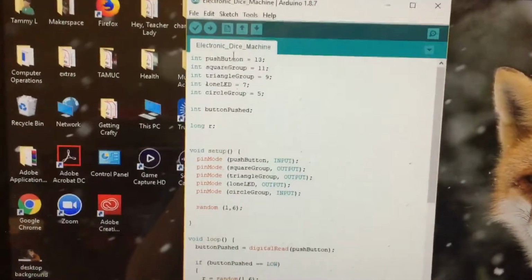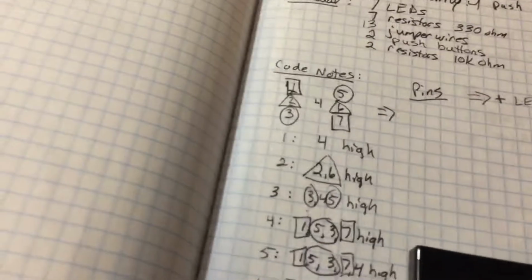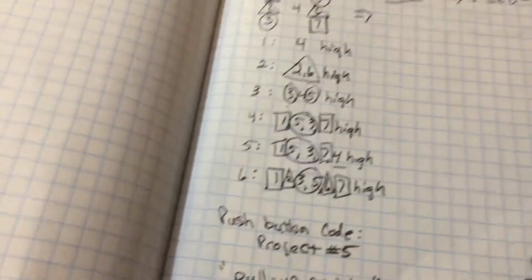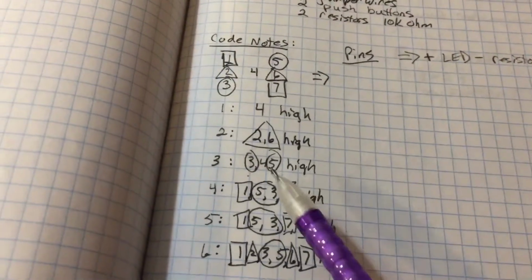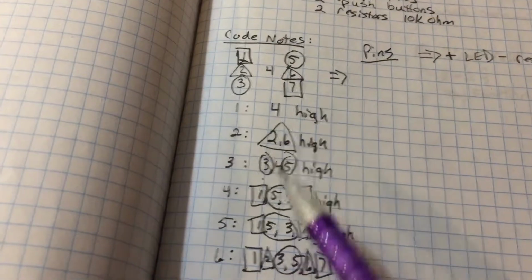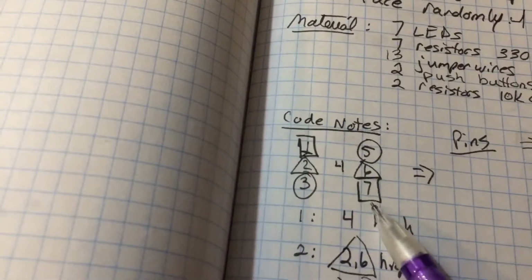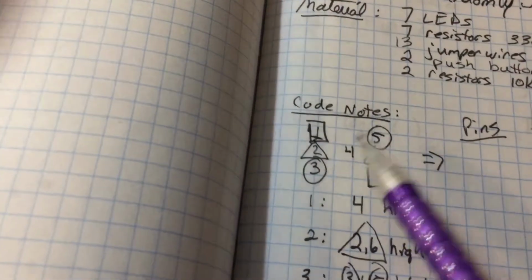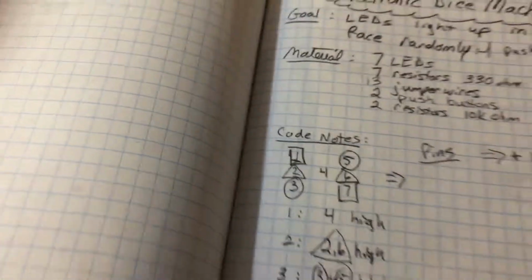I did 4 groups. So I have the push button, and I've got the square group, because I went through and wrote down what would turn on. And I realized that anytime 3 was on, 5 was on. Anytime 1 was on, 7 was on. So I made 1 and 7 the square group. I made 3 and 5 the circle group. I made 2 and 6 the triangle group. When 1's on, its buddy is always on. And then I made the 4 in the center be the lone LED. So there's my declaration of that.